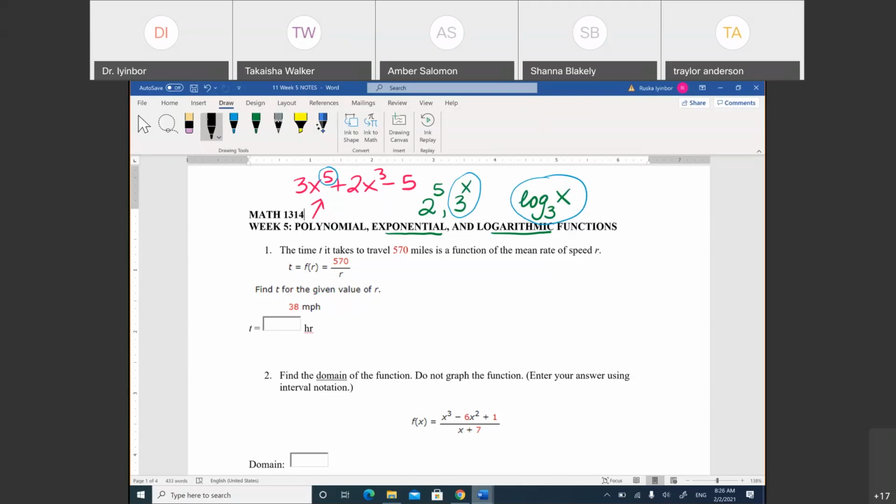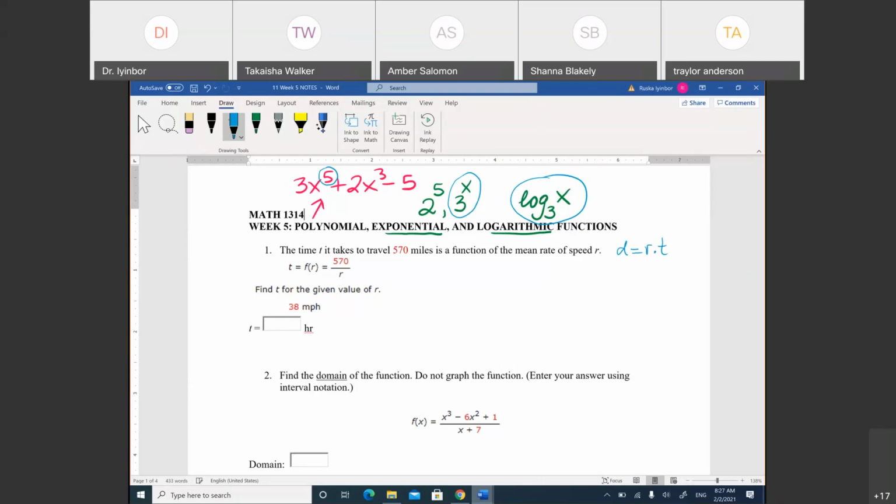So let's start with number 1, which is not quite an exponential function. This is a rational function, which means a fraction. Here we have: the time it takes to travel 570 miles is a function of the mean rate of speed r. So the time is a function of the distance and the rate, right? And probably everybody knows the formula for the distance. So this is the formula: the distance is rate times the time.